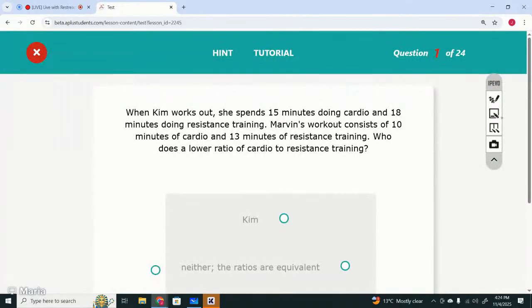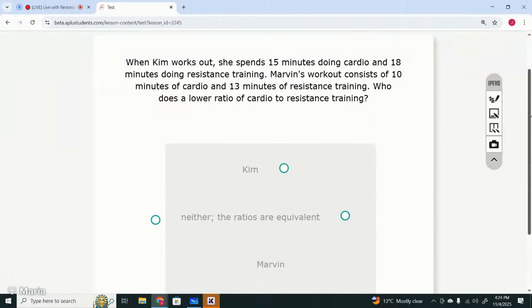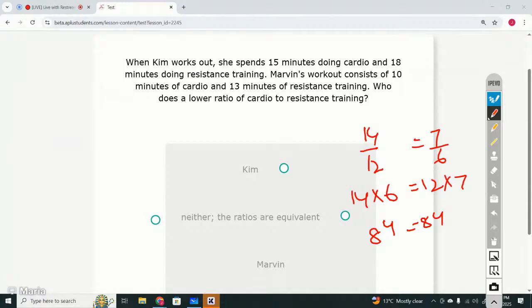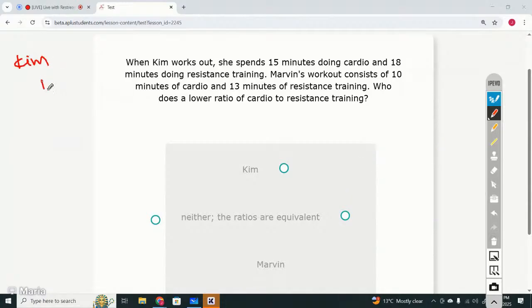When Kim works out, she spends 15 minutes doing cardio and 18 minutes doing resistance training. Marvin's workout consists of 10 minutes of cardio and 13 minutes of resistance training. Who does a lower ratio of cardio to resistance training? So Kim is doing 15 minutes of cardio, 18 minutes resistance training, and Marvin is doing 10 minutes to 13 minutes, right? Just convert it into percentage form. Divide it and multiply by 100.